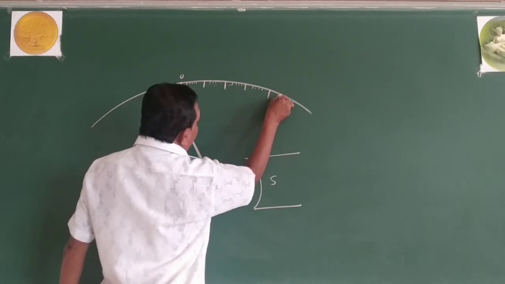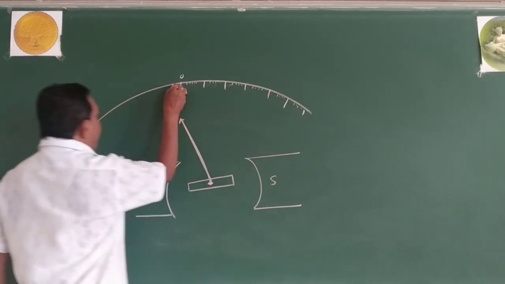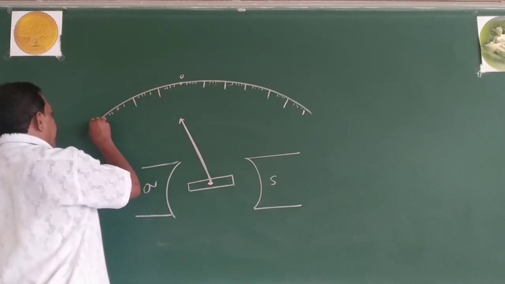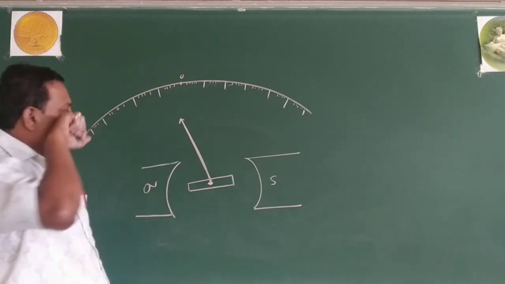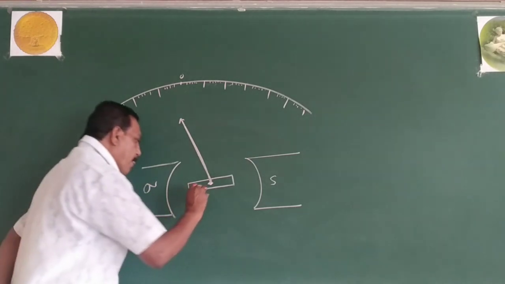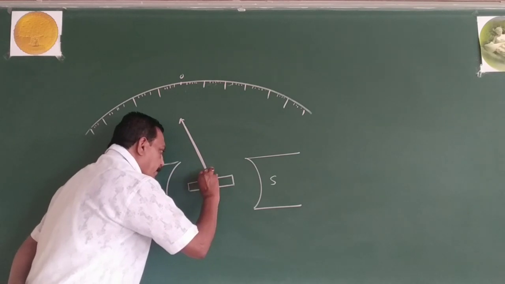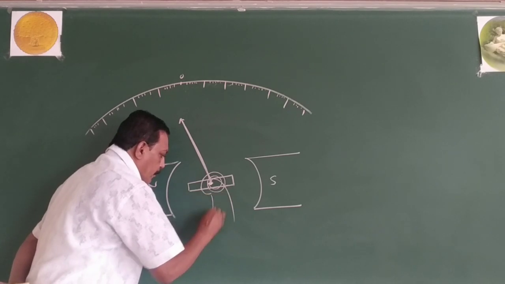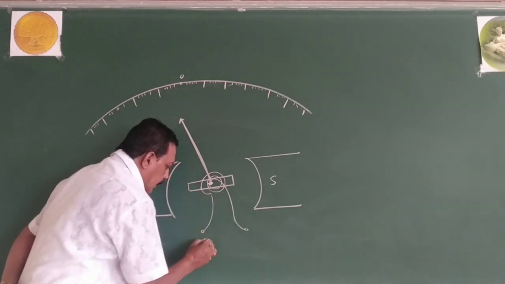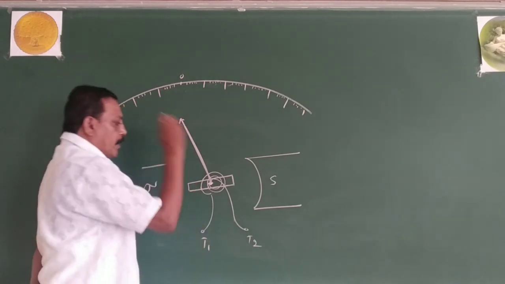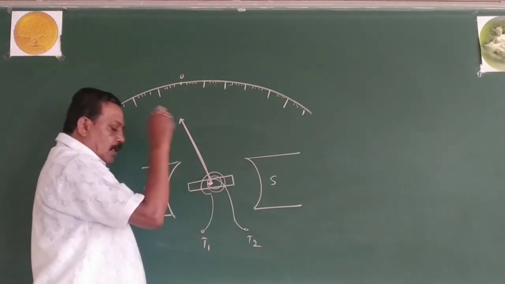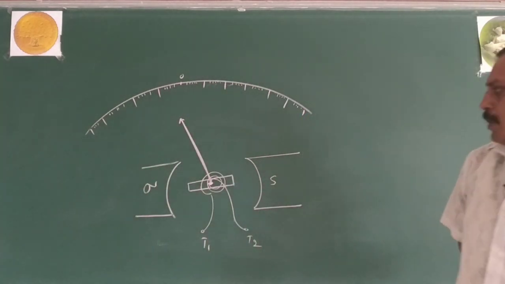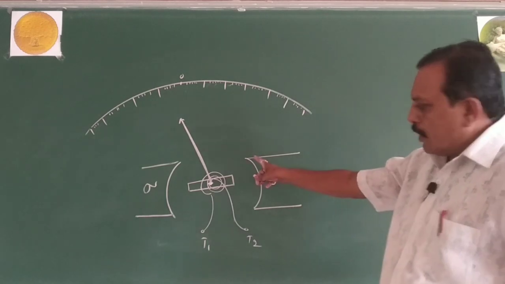Now this is the graduated scale, on which the pointer moves. Now this is the graduated circular scale. And there are hair-like springs, and these are the two terminals T1 and T2 through which you can pass the current. When the current is passed through the coil, the vertical sides of the coil experience forces which are equal in magnitude but opposite in direction at two different points, and they constitute a couple.